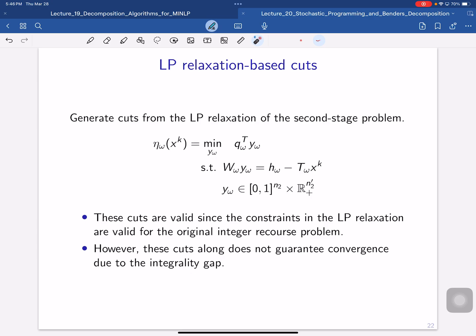Okay, yeah. Now the question is, why are those cuts valid for the original problem, right? You are relaxing the second stage binary variables, and then you derive feasibility and optimality cuts, right? So why are those cuts valid for the original problem? Any quick answer here?